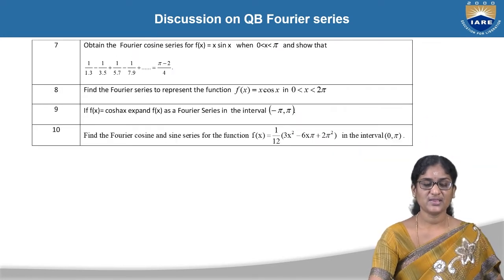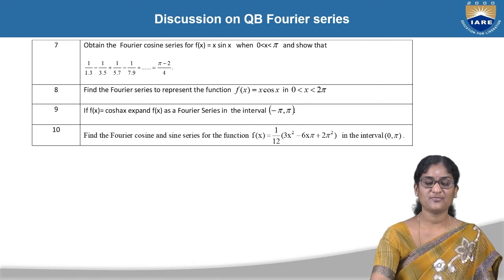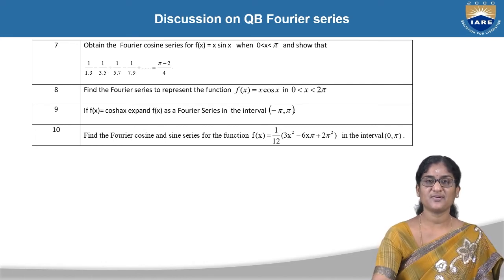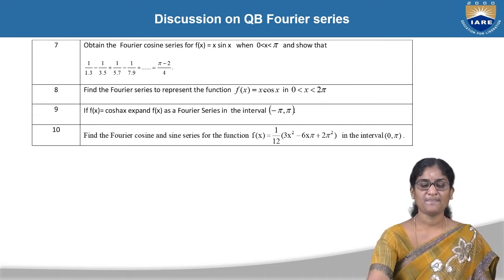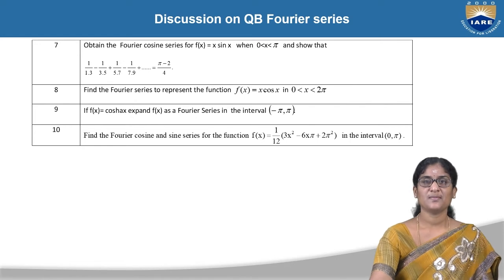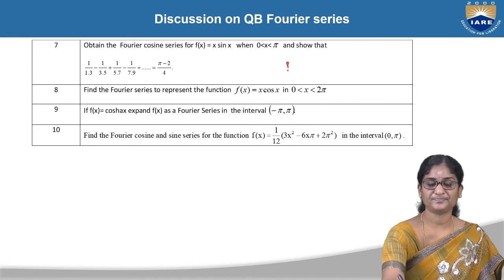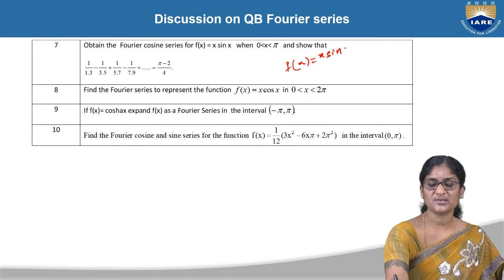Now going to the 7th question of part B. Obtain the Fourier cosine series of the function f of x is equal to x sin x, x lies between 0 to pi, and show that 1 by 1.3 minus 1 by 3.5 plus 1 by 5.7 minus 1 by 7.9 and so on is equal to pi minus 2 by 4. That is the question. Here the function itself he has given as a product of two functions. So here f of x he has given as x into sin x.